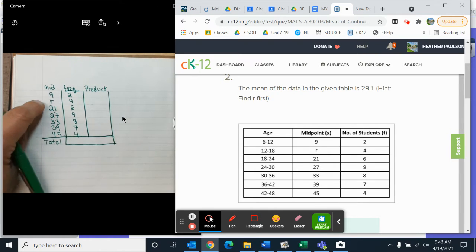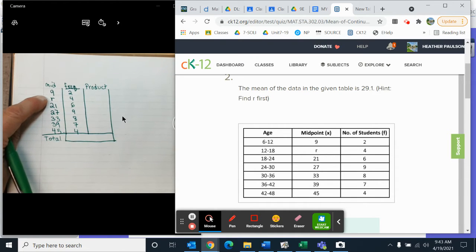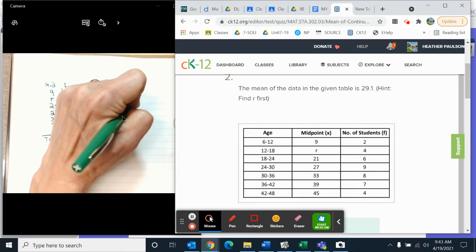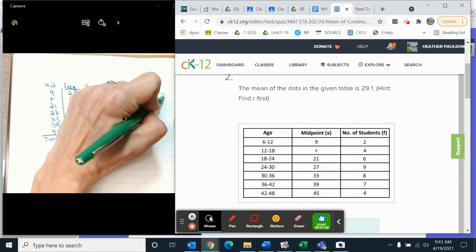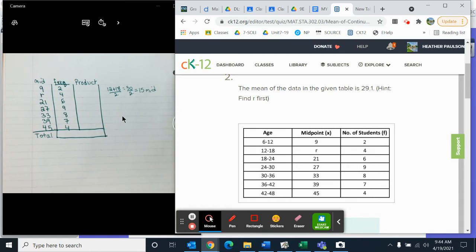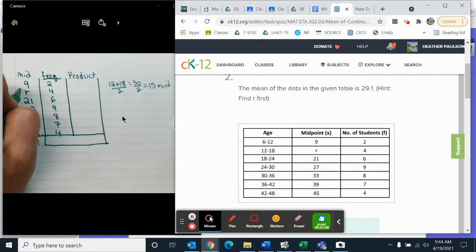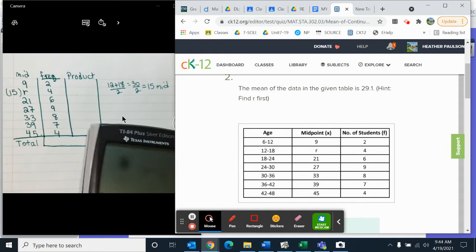Now, before we move forward, we need to know the midpoint of the interval between 12 and 18. We can see that that is 15, because 12 plus 18 is 30, and then if we divide by 2, we get 15, which is that midpoint. So this is 15. So what we're going to do is multiply our values.